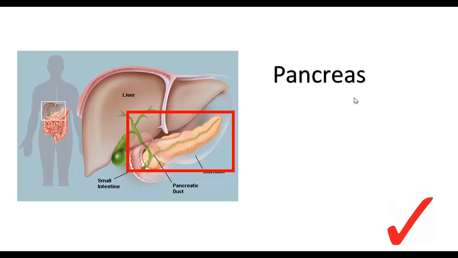And finally, we're going to take a look at the pancreas, which is the organ boxed in here. It makes additional digestive enzymes that are released into the small intestine. So its main function is to aid in the process of digestion.